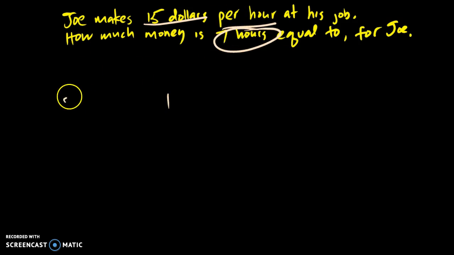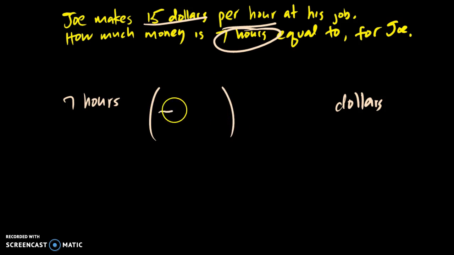That's what we know. We have 7 hours. And we want to end up with some number of dollars that equates to for Joe. Now, we need a conversion factor here, which is going to be a multiplication. So let's plan to put the conversion factor here. It's going to be a ratio. It's going to be multiplying.